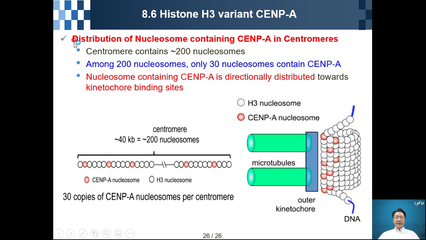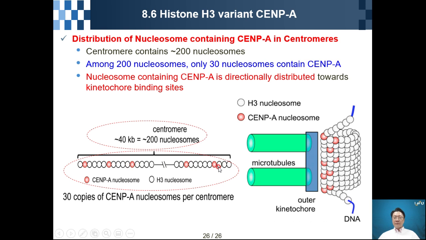Okay, so in this slide, I will explain the distribution of the nucleosomes containing CENP-A in the centromere region. This is the centromere region. Usually the centromere contains around 200 nucleosomes. Among the 200 nucleosomes, only 30 nucleosomes contain CENP-A. This is the nucleosome containing CENP-A, like this.